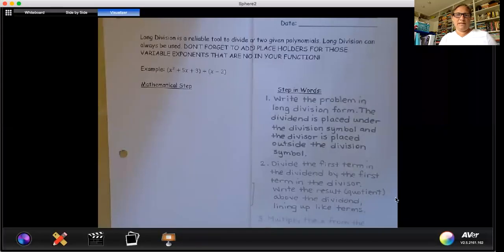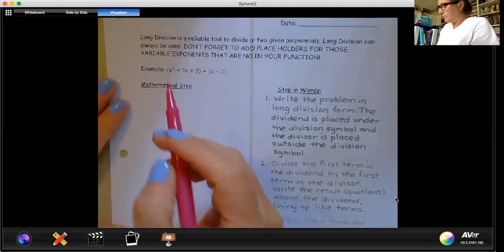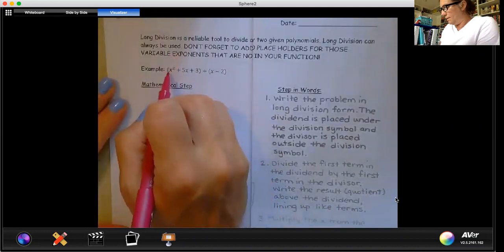Hey guys, today we are going to learn how to do long division with polynomials. Think back to third grade, fourth grade when you learned how to divide. We're going to do that exact same thing here, but we have variables in place. So first, let's talk about some vocabulary.